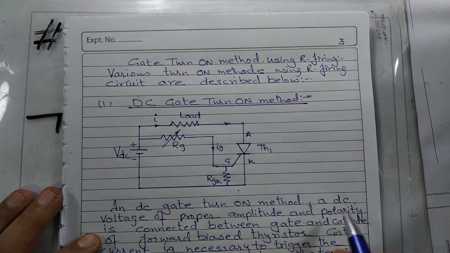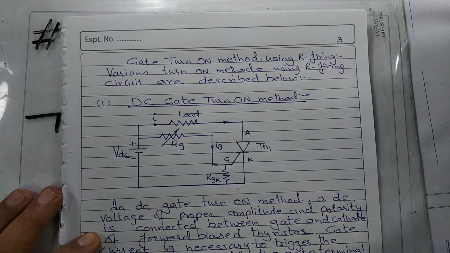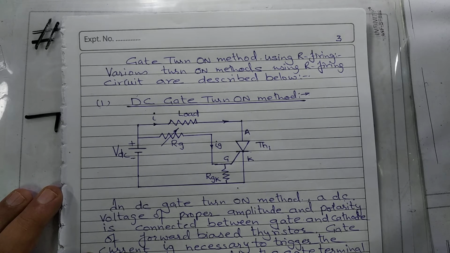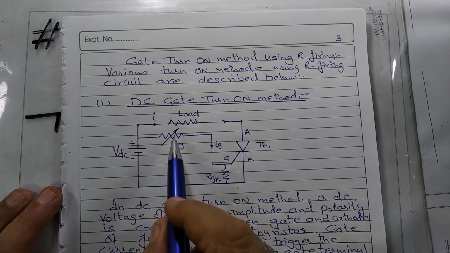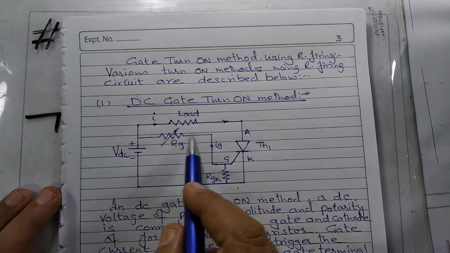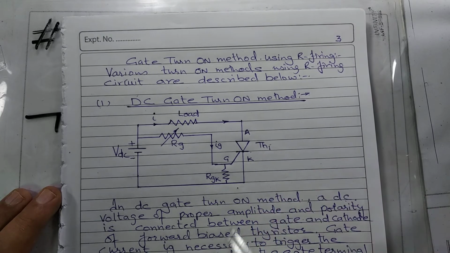In DC gate turn on method, a DC voltage of proper amplitude and polarity is connected between gate and cathode of forward biased thyristor. Now gate current IG necessary to trigger the device is supplied to the gate terminal by varying the resistor RG, that is the gate resistor RG, this one, in the gate circuit. Now this controls the gate current of the SCR and the SCR is triggered.